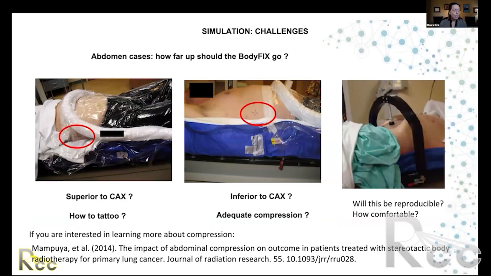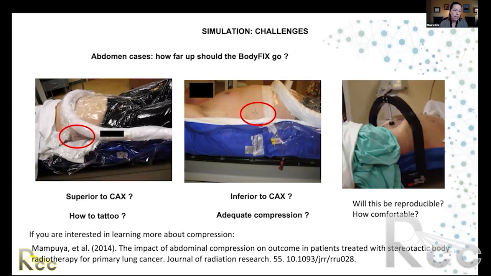Okay. And I'm just noticing that we're coming up on 11 o'clock, so we may have to go a little bit quickly through these.